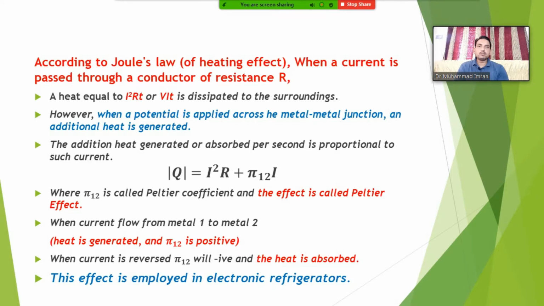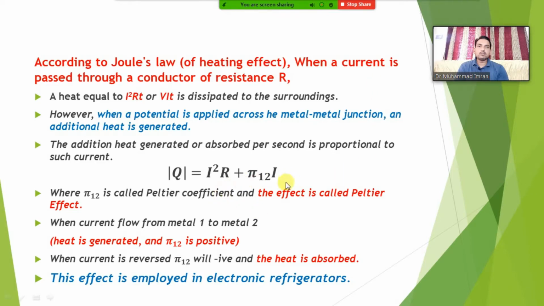However, when a potential difference is applied across a metal-metal junction, additional heat is generated because that potential difference pushes electrons to overcome the junction. So extra heat is generated. Overall, the heat generated or absorbed per second is proportional to both factors, I squared R plus phi 1 2 times I. The first part is the heat dissipated due to flow of charge, and the second part is due to a special thermoelectric effect called the Peltier effect.